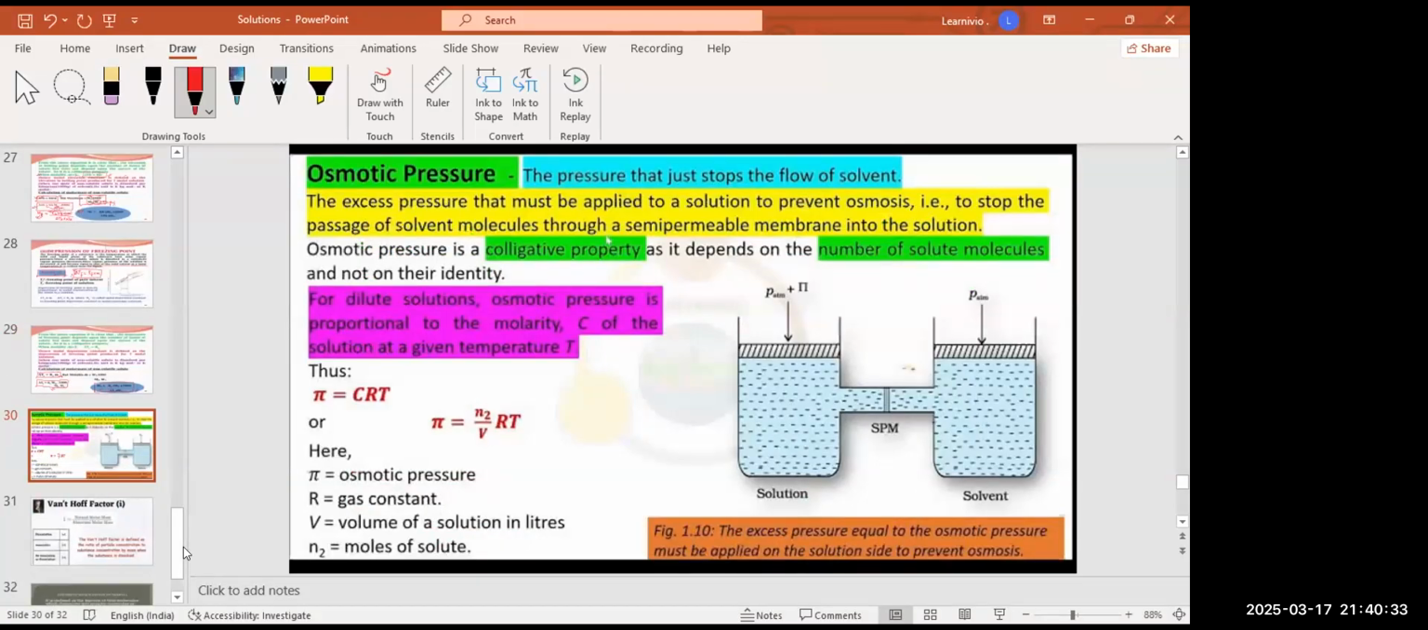Okay, here's another colligative property, which is the last colligative property, osmotic pressure. So what is osmosis? Tell me, what is osmosis?